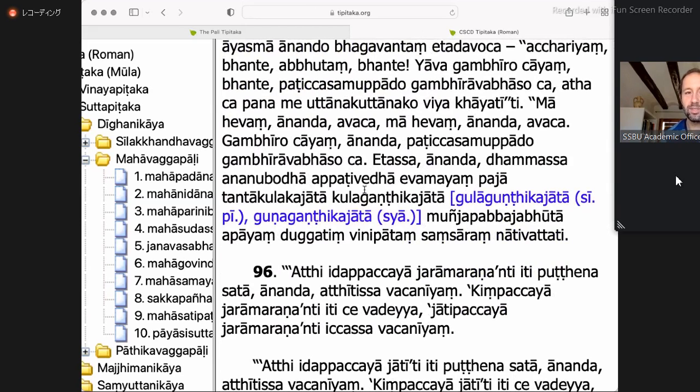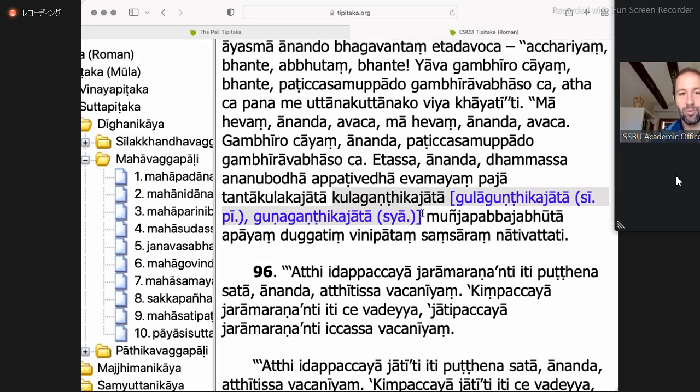Etassa ananda dhammassa ananuboda appativeda evam ayam paja tanta kulaka jata kulagantika jata. But you have a variant reading, gulaguntika jata, and another variant reading, gunagantika jata, and then munja pabbaja bhuta apayam duggatim vinipatam samsaram nativattati. So the sentence is very famous, but there is this word here that is problematic.